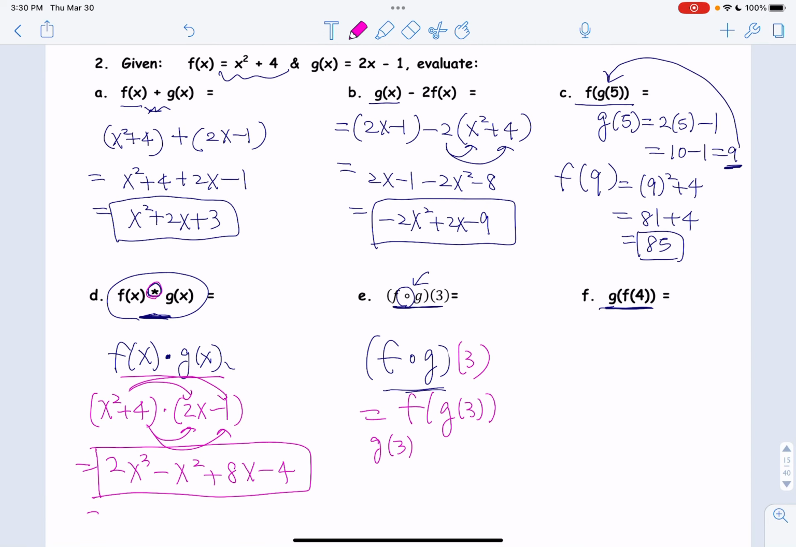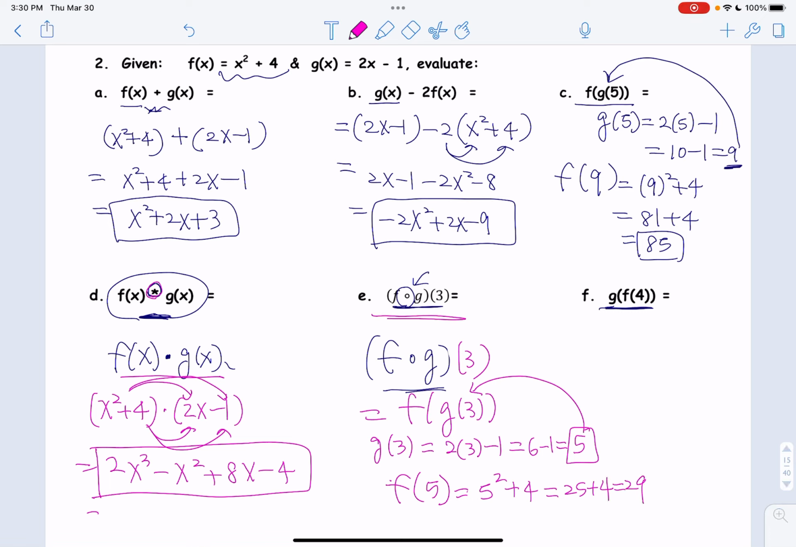G of 3 will be: use the g(x) function, 2 times 3 minus 1, which is 6 minus 1, 5. And replace 5 in the place of x in f(x). So which means f of 5 now. Then 5 squared plus 4, which is 25 plus 4, which is 29. So the result of f of g of 3 will be 29.